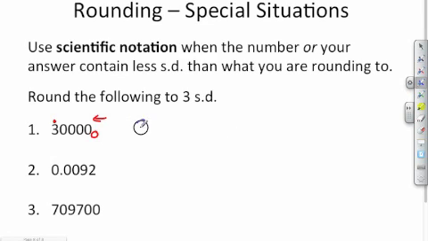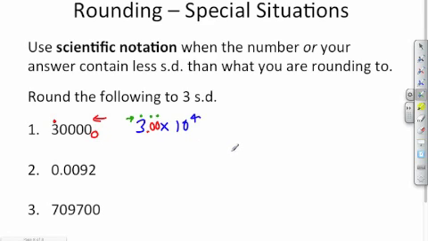So 30,000 written in scientific notation becomes 3 times 10 to the 4th power. Alright, notice I still have just simply one significant digit. But if I add a decimal point and tack on 2 more zeros, now when I use Pacific rules and scan that number, you'll notice that I have 3 significant digits in my number. So 30,000 rounded to 3 significant digits becomes 3.00 times 10 to the 4th.